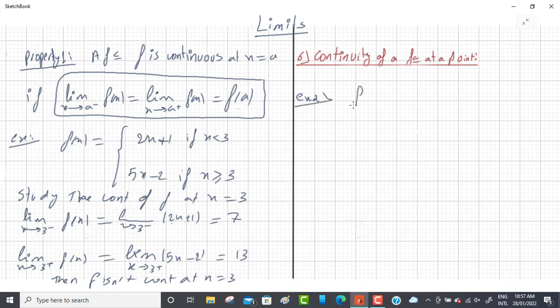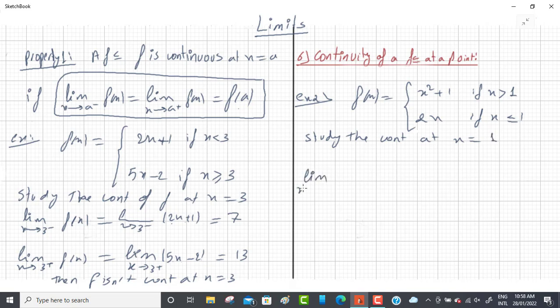Example 2. If you have the function f of x, a piecewise function, x squared plus 1 if x is greater than 1, and 2x if x is less than or equal to 1, and you need to study the continuity at x equal 1. At first we have to calculate the limit as x tends to 1 minus of f of x. 1 minus is less than 1, so I'm going to use the second subfunction, 2x. 2 times 1 is 2.